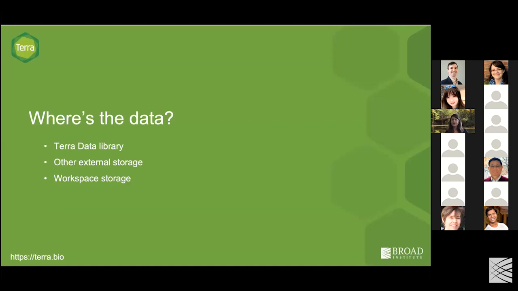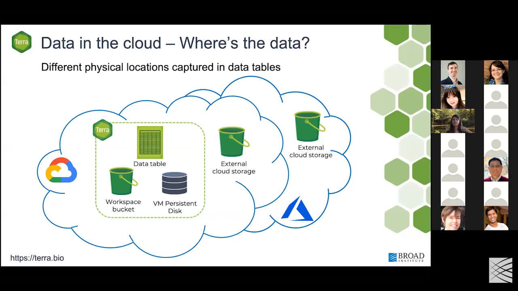When you're working with Terra, your data will primarily be located in three main locations: the Terra data library, other external storage, or workspace storage. One of the hardest things for people to understand when they come to the cloud is that, unlike when you're working on your local system where your files might be captured in a single file folder, when you're working in the cloud, your data can be split across multiple physical locations.